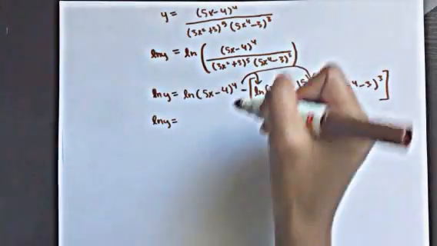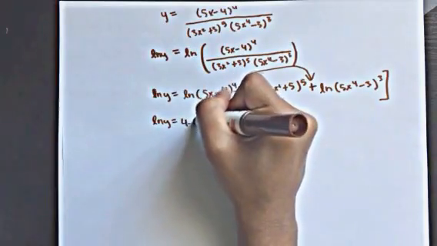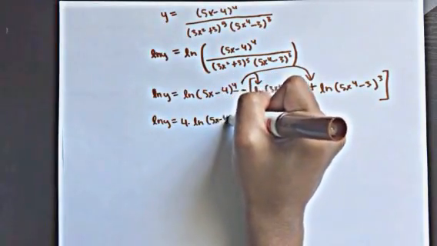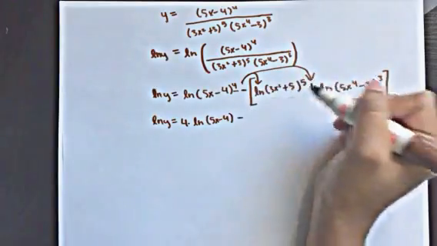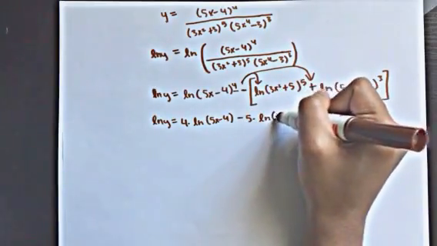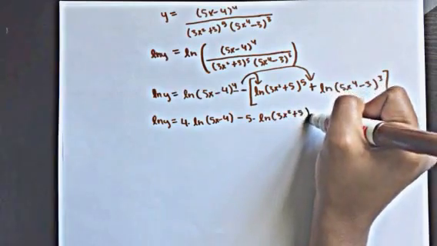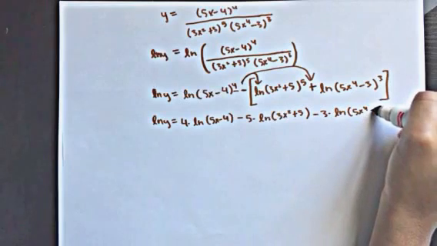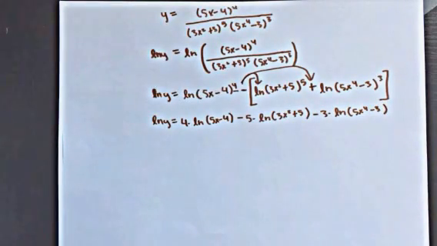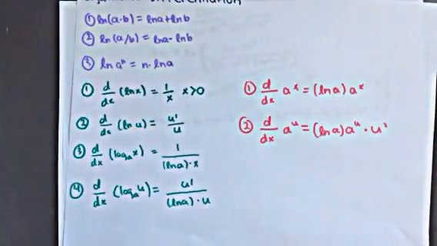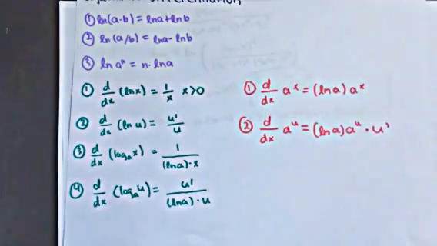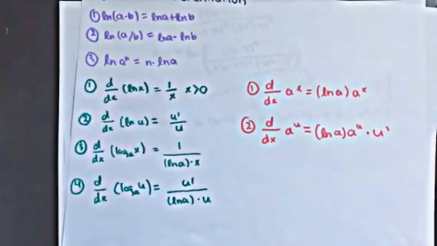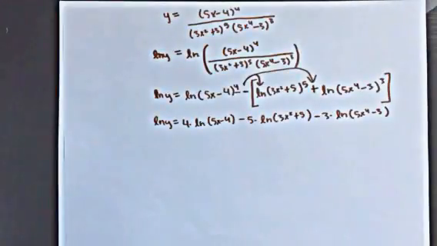So here n is 4, so it would be 4 times the natural log of 5x minus 4, minus 5 times the natural log of 3x squared plus 5, minus 3 times the natural log of 5x to the fourth minus 3. So now I've simplified it as best as I can with the log rule, so I'm going to go ahead and differentiate. So using this rule right here, we know that the derivative of a natural log of u is u derivative over u. So we can apply that same rule here.